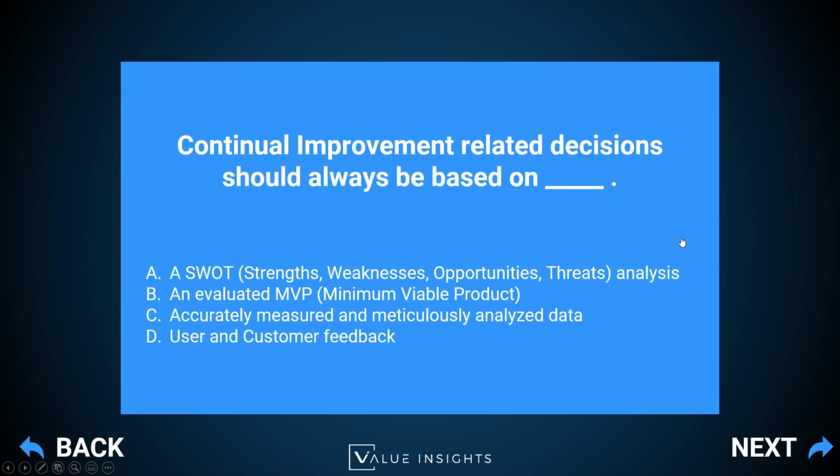Nevertheless, not all of the continual improvement decisions should be based on that, because user and customer feedback is not very impartial. Again, it's a lot about gut feelings and about perception of our customers, how they perceive our services, maybe our service desk, maybe they have specific preferences, so it would be a biased decision again. So the correct one for this one would be C.